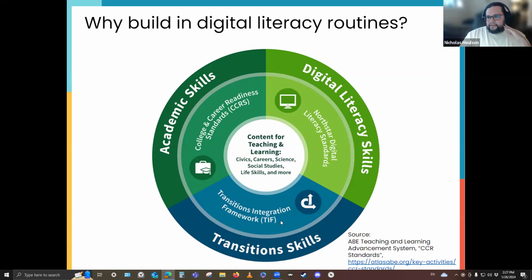From what I can think off the top of my head, an example that I had this week was understanding how much money is on my bus card. How do I check online to see how much money is on my bus card so that I can either get to school or get to my job or get to a child care center?